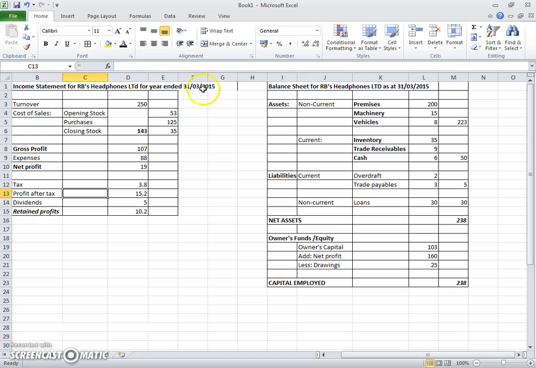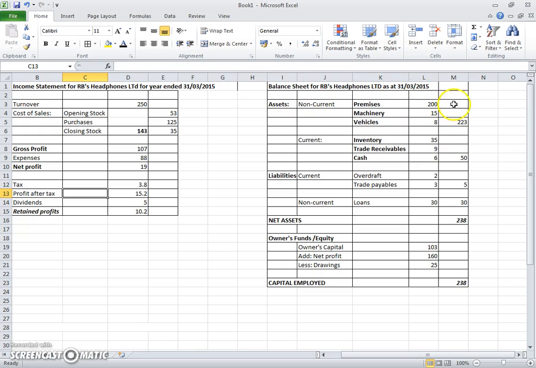I mentioned earlier that the profit and loss account or income statement tells us about the performance of the business, whereas the balance sheet is all about the value. In other words, notice that this document is for the year ended on this date, whereas the balance sheet is not for the year ended, but as at 31st of the 3rd, 2015, this specific day.